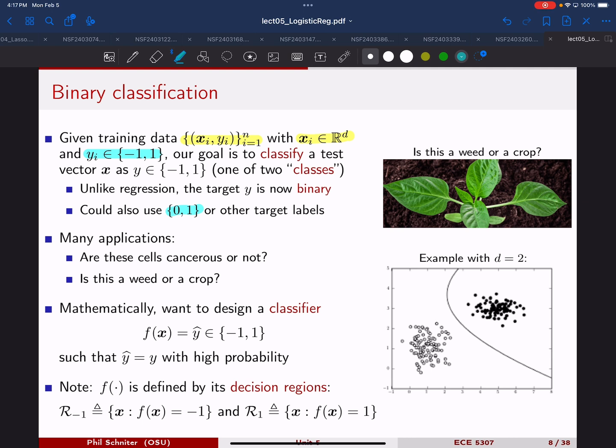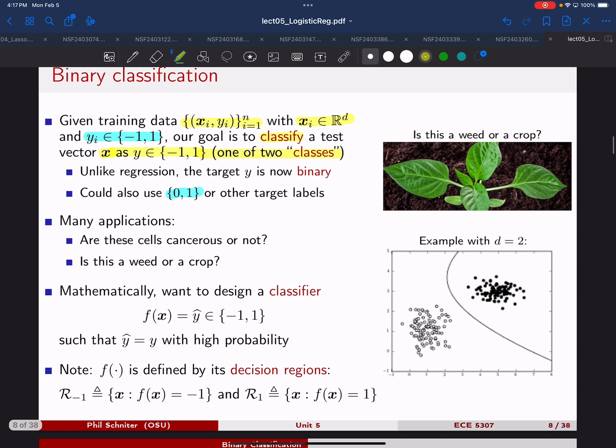And then the problem we're trying to solve is, if someone gives us a test vector x with no subscript i, and there's some true label y that we don't know, we're going to try to predict what that is. These two different possibilities for y are called classes, and so this problem is called classification. In particular, now we're only looking at binary classification. There's just two possibilities. Later we'll look at non-binary classification where there's possibly more than two.